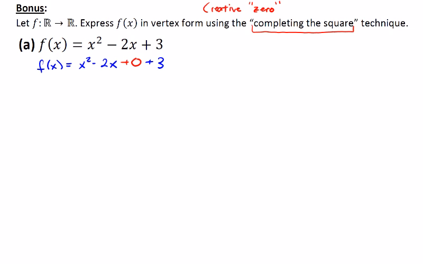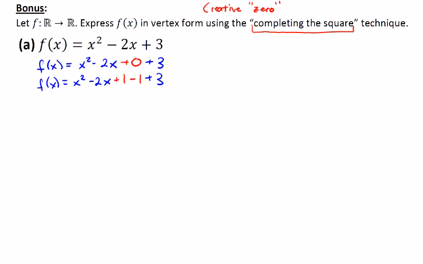So I'm adding 0. You can always add 0 to an expression because it does not change the value of the expression. Now here's the creative part. So I'm going to take that 0 and I'm going to represent it as a +1 and then a -1. And then I'll have my +3 there at the end. So the +1 -1 is the same as 0. That's the creative 0 part.